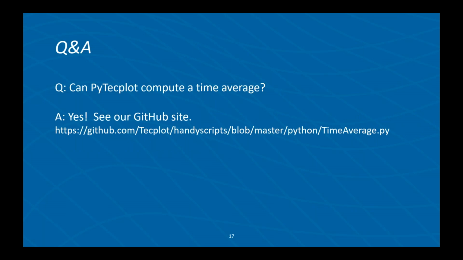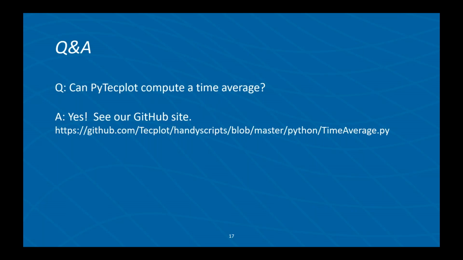Can PyTecplot compute a time average? Yeah, so we've had this question a number of times come in. It's not built into Tecplot 360, but we do have a time average script available on our GitHub site. So if you just search GitHub PyTecplot or GitHub Tecplot, you'll find our GitHub site. We have a script there called time average. I think I have the script up in another window. And more specifically, this is the average of the same grid over time. So this works for 2 and 3D grids, I believe 1D as well.